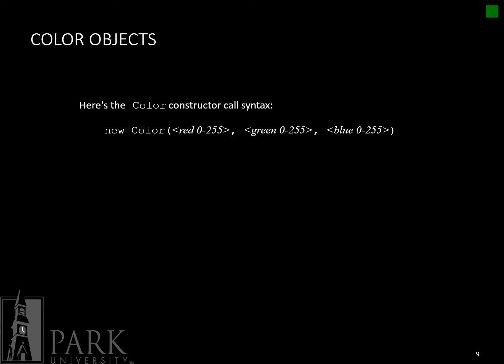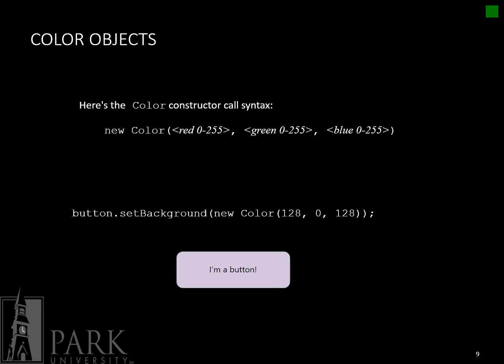Now, in addition to using the named constants in the Color class, we can also create our own colors using the Color constructor. Each of the three Color constructor arguments is an integer value between 0 and 255, and the int value represents the amount of color, with 0 indicating no color and 255 indicating the maximum amount of color. For example, this statement sets the button's background color to purple, right? Because we have half red and half blue. R, G, B. And so we're going to have a combination of red and blue, which makes purple.